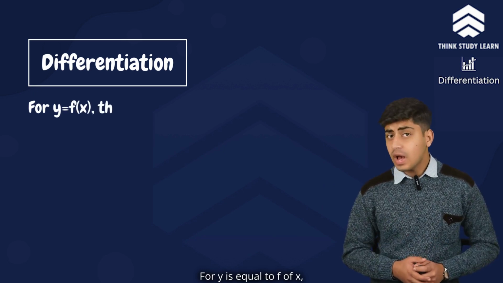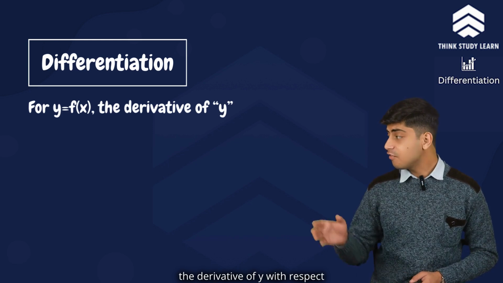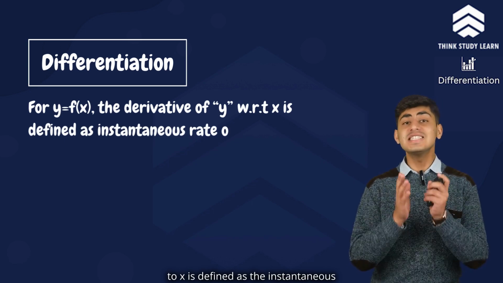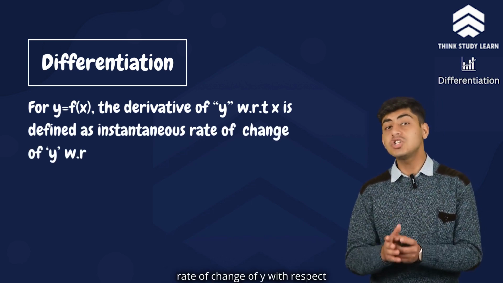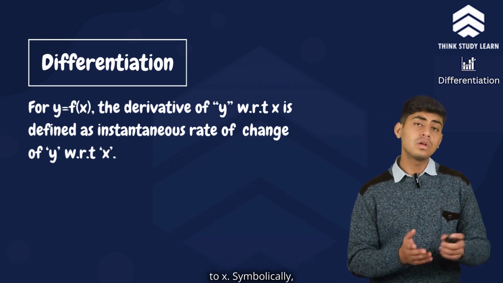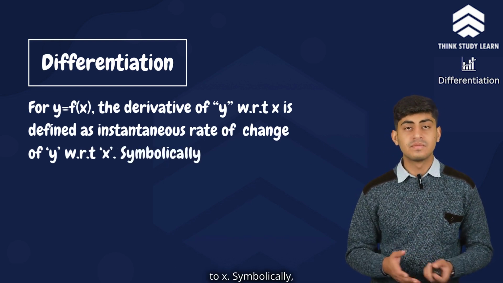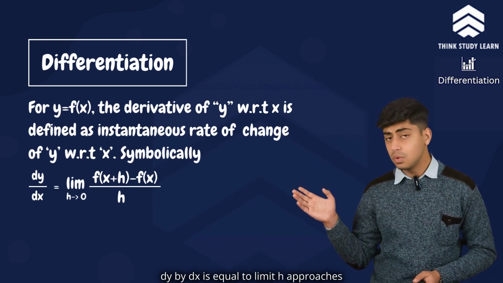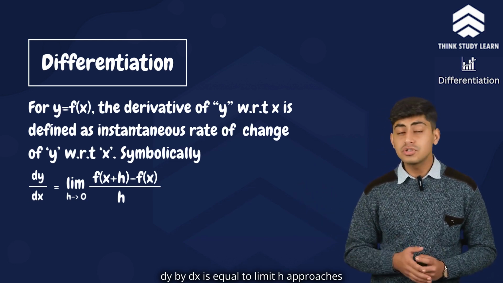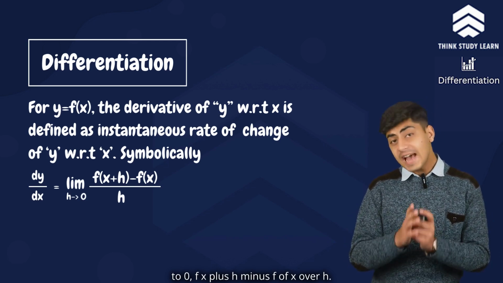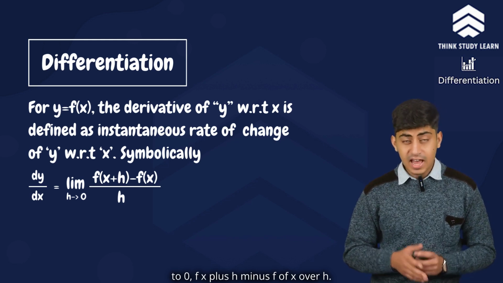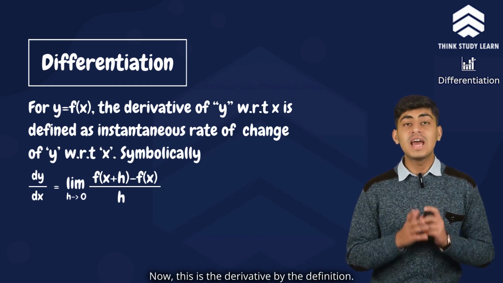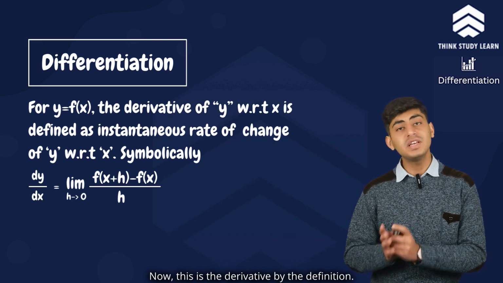For y is equal to f of x, the derivative of y with respect to x is defined as the instantaneous rate of change of y with respect to x. Symbolically, dy by dx is equal to limit h approaches 0 of f(x + h) minus f(x) over h. Now this is the derivative by the definition.